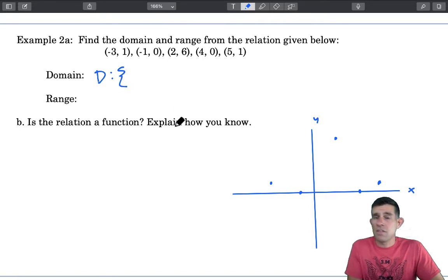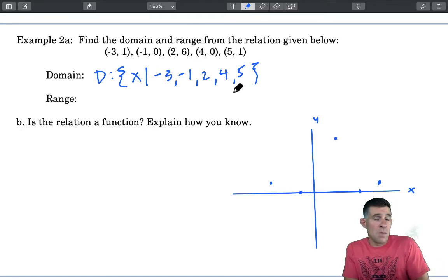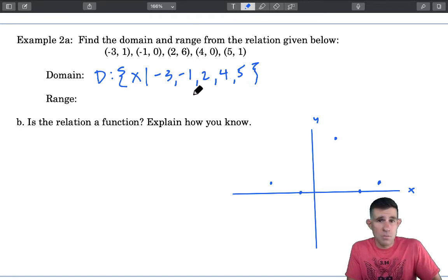So how do we list this domain? We're going to start off the same way. We say D: open brace X with a vertical slash. Now, we're just going to actually list our points. So -3, -1, 2, 4, and 5. And then we're going to close that. Now, keep in mind, I'm only listing the x values because my domain represents my x values.